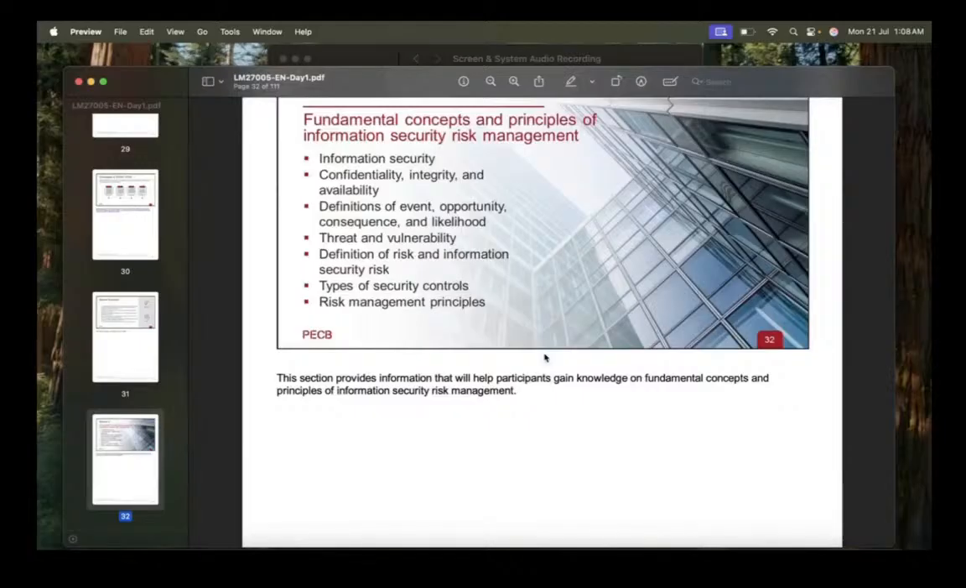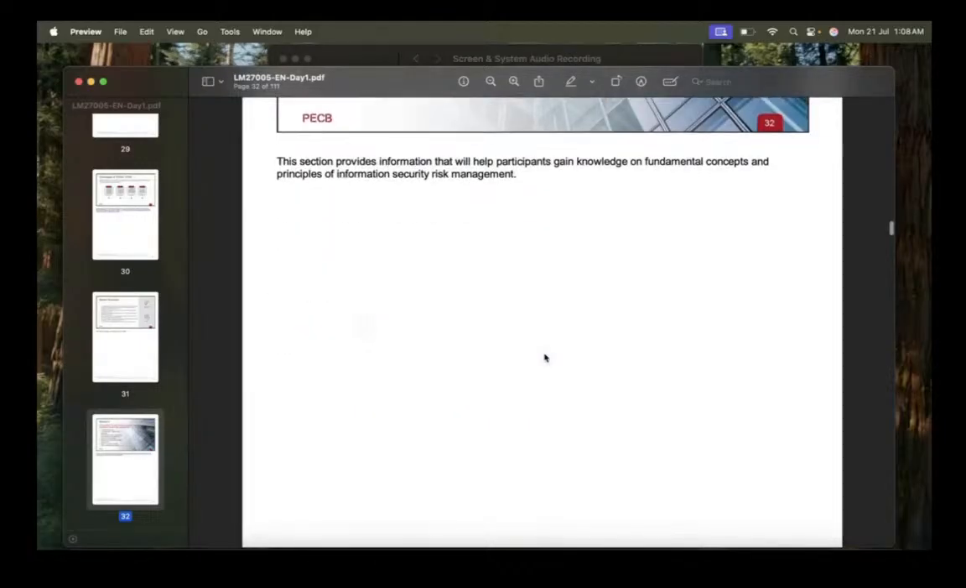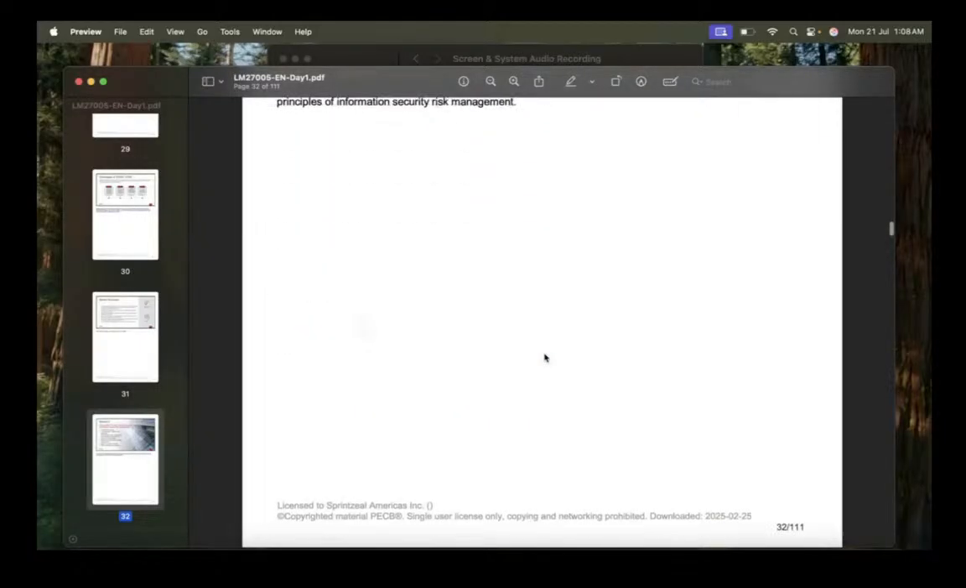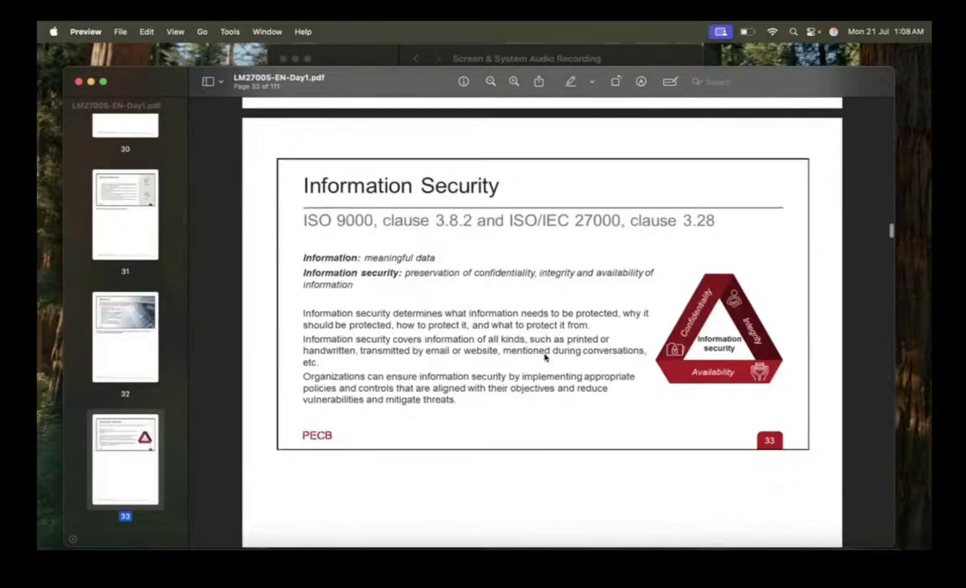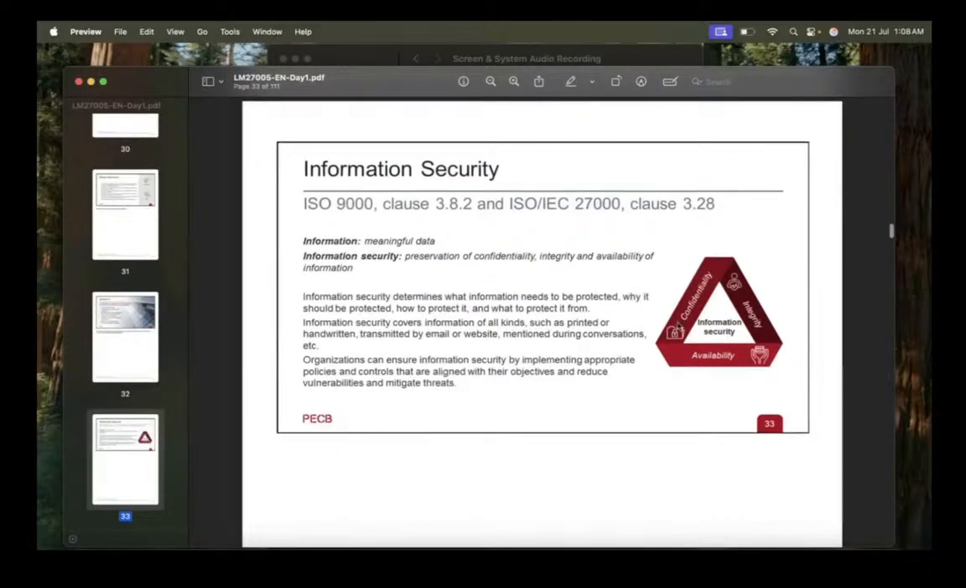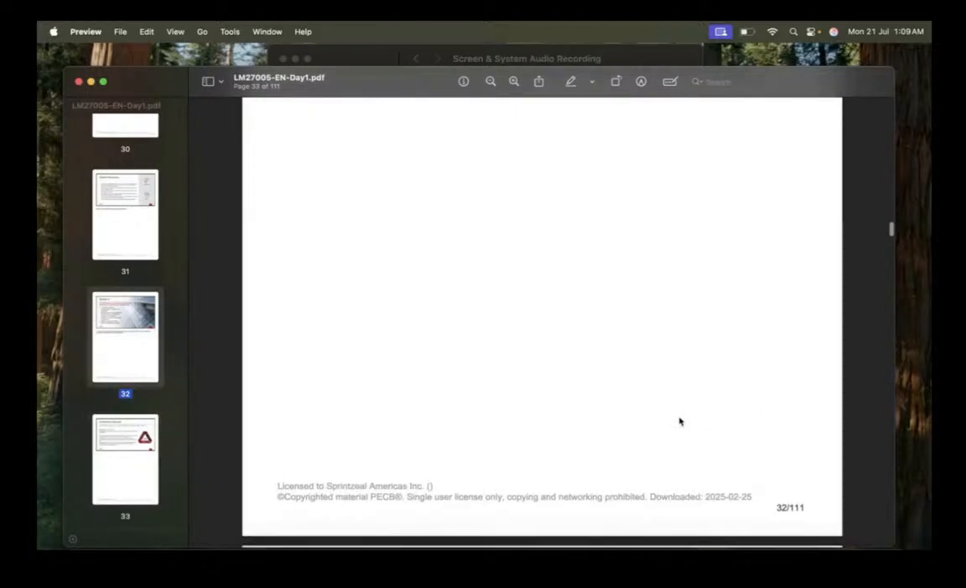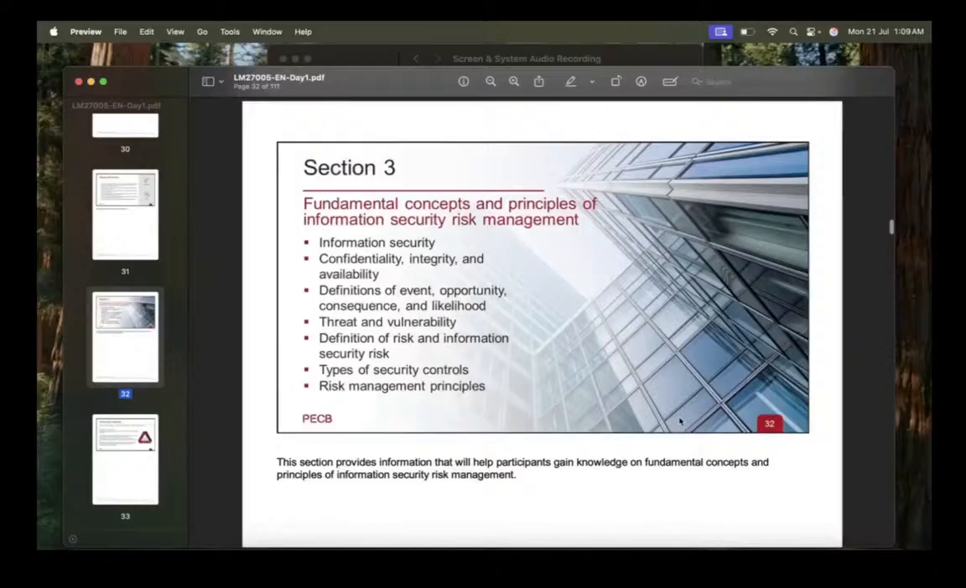So what this section is going to provide us is information that will help us gain knowledge in the fundamental concepts of information security. If you remember, sometime back I told you about these three important points, that is confidentiality, integrity, and availability. We're going to discuss information security in depth now. I hope you have got a gist of that.